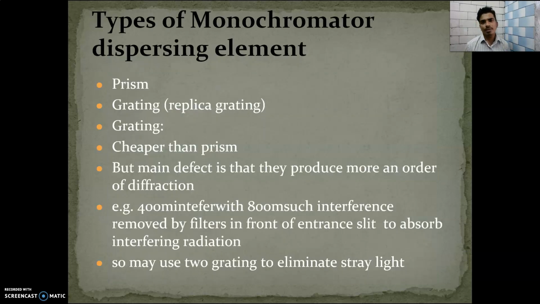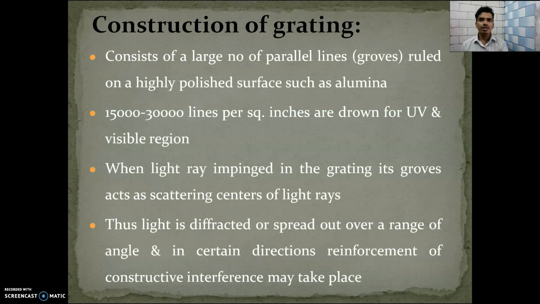Then the types of monochromator by dispersing element: prism, grating, and replica grating. Prism we already know, but what are gratings? Gratings are cheaper than the prism, but the main defect is that they provide more than one order of diffraction. For example, 400 and 800 nanometer interfere, so a filter is used in front of the entrance slit to absorb the interfering radiation. Gratings may also produce stray light, that is direct light.